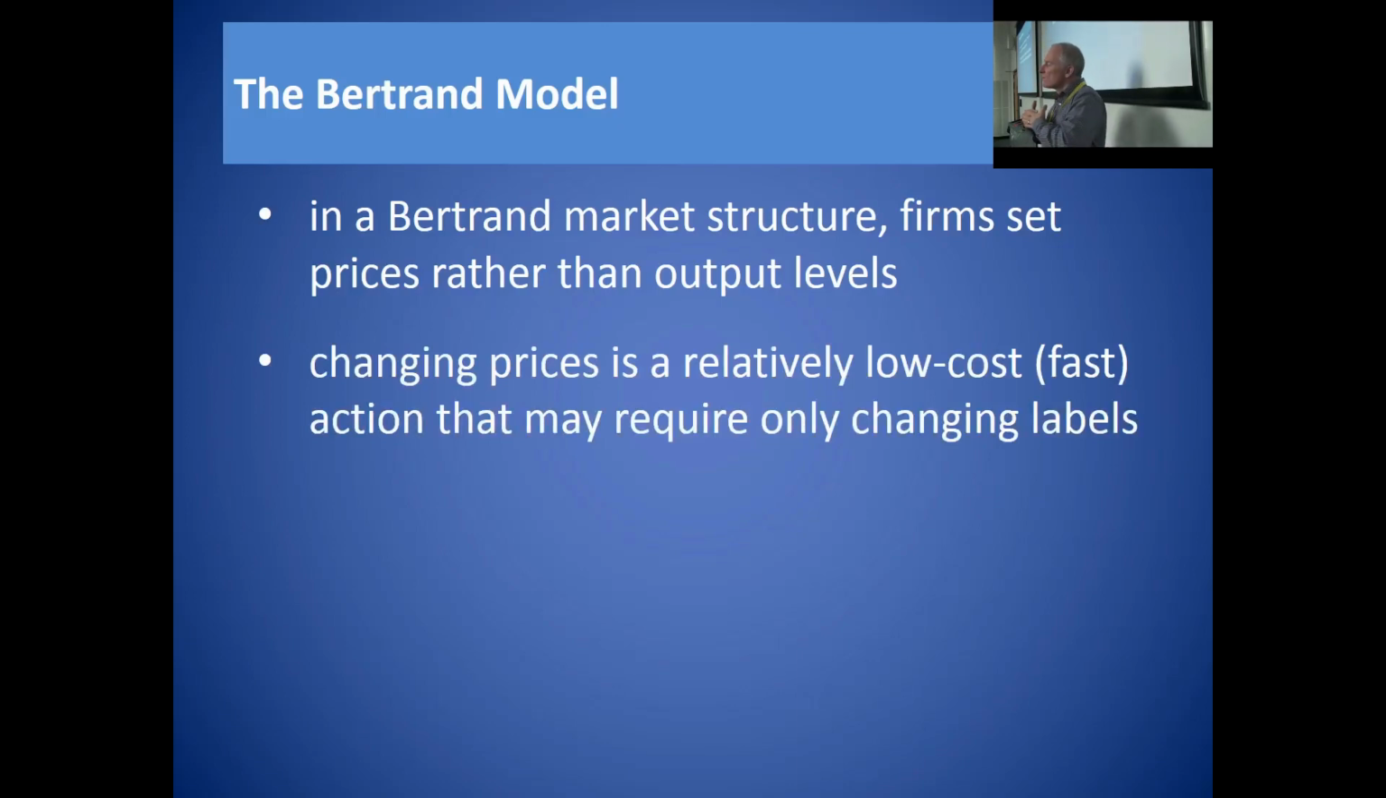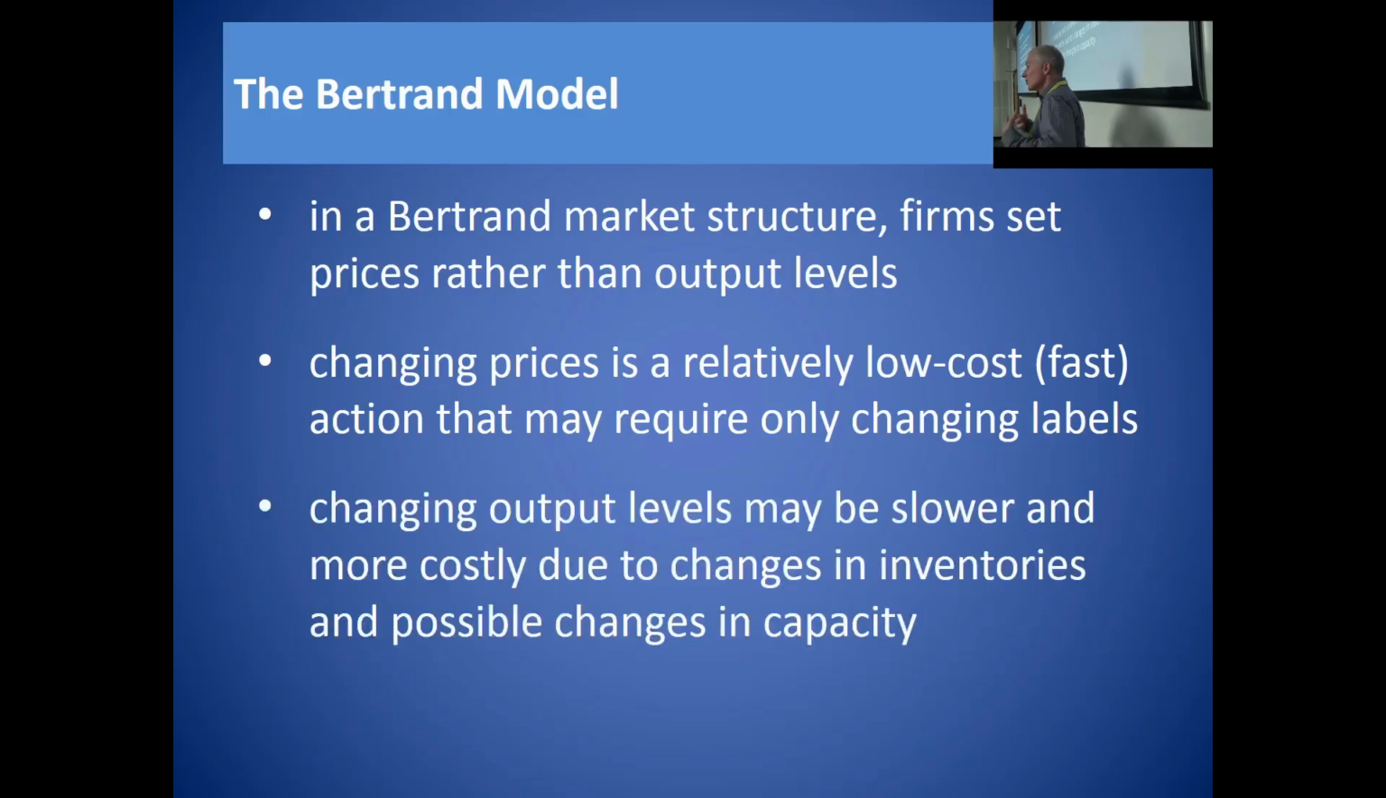Now, intuitively, it's nice to look at the Bertrand model. It's nice to look at the situation where firms choose price as their strategy. Because if you think about it, if firms were choosing the output level that they produce, it can take an awful long time to change output levels, to increase or decrease inventories. Whereas price is something that can be changed very, very quickly.